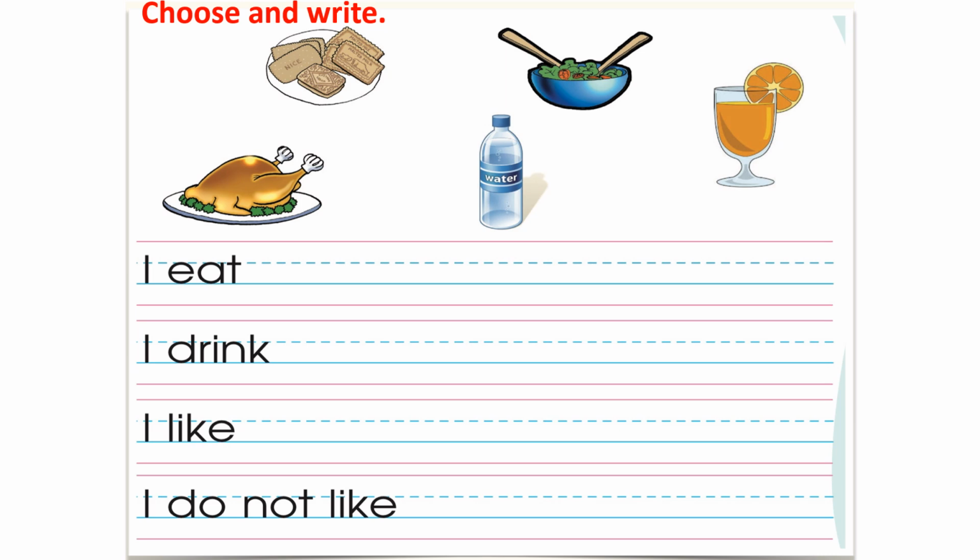Here, choose and write. We have 5 pictures here. We have chicken, biscuits, water, salad, and orange juice. So let's talk about all these pictures right here. I eat, I drink, I like, I do not like. Okay? I eat chicken and salad.